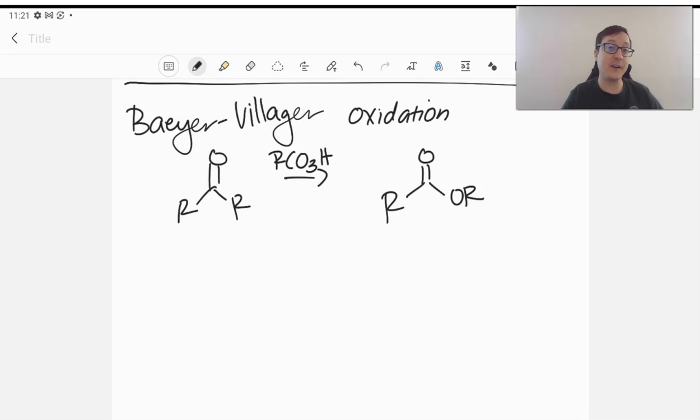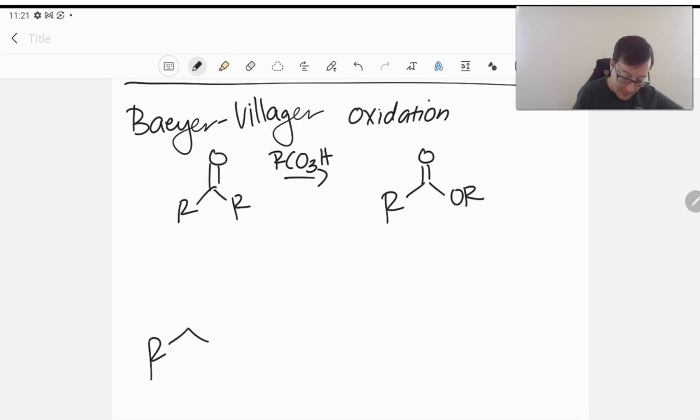The last reaction we're going to cover this chapter will be the Baeyer-Villiger oxidation. In this case, we're going to take a ketone, must be a ketone, react it with a peroxy acid, and we're going to end up with an ester. We can take a look at the mechanism for a generic ketone.